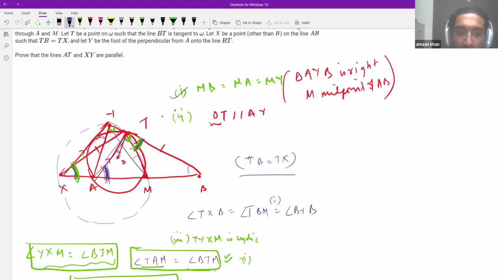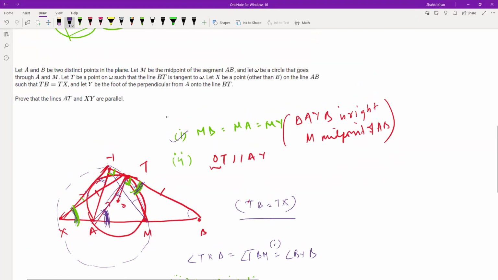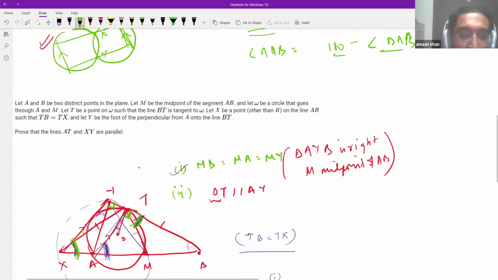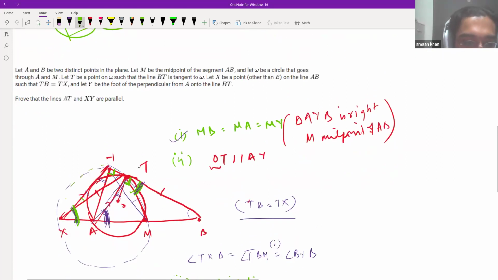Does everyone get the backward motivation? Right now, when we are proceeding in the straight direction, it might seem random, like how can we guess it's cyclic just by looking at the problem. But if you try to work backwards, it's not a really random guess.